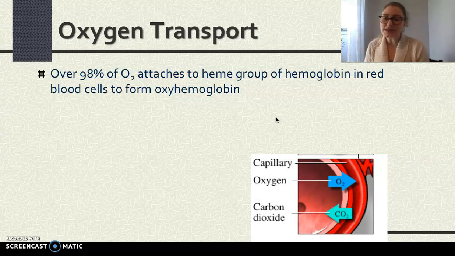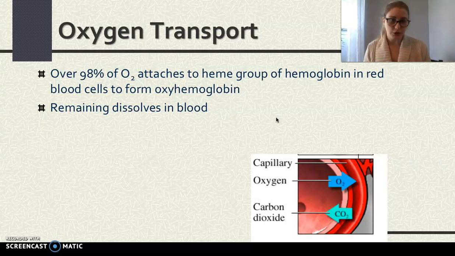So 98% of your oxygen is going to attach to the hemoglobin and then be transported throughout your body until we eventually get to the capillaries where it is going to release the oxygen. Now that's only 98%. The other 2% is going to be dissolved in your blood. Water has the ability to dissolve any polar molecule, and that does include oxygen here.